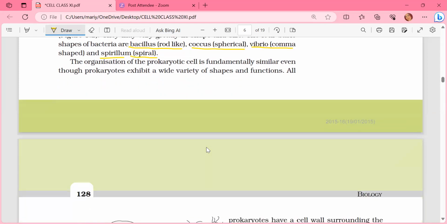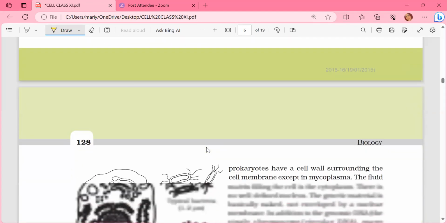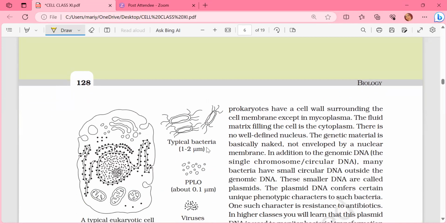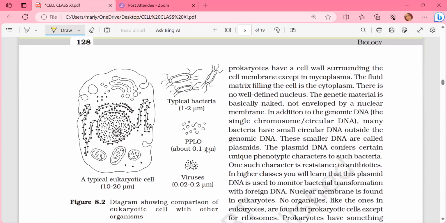As I told you, the variety of shapes are there because of the difference in the functions they perform. Now, the first point to note down here is that all prokaryotic cells have a cell wall surrounding the cell membrane, except in the case of mycoplasma. So the bacteria, the blue-green algae, and the PPLO will all have a cell wall surrounding them. But if you're talking about the mycoplasma, then no, they won't have a cell wall.